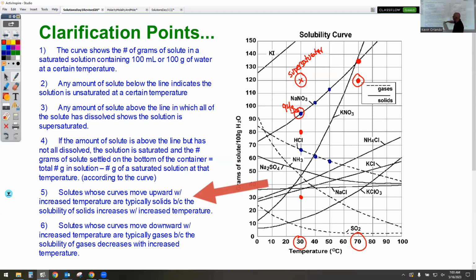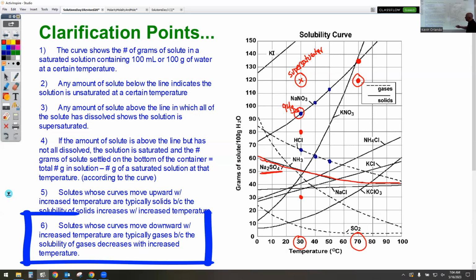Number 5, solids whose curves move upward with increased temperature are typically solids because the solubility of solids increases with increased temperature. Now, I would like to point out that there is one exception to that rule. That one exception is right over here with sodium sulfate. Notice the line for sodium sulfate is solid. It's a solid line representing a solid substance. And that solid substance actually decreases. So I'm just going to show you where that is here. That line for the solid substance actually decreases with an increase in temperature. It's very unusual for this to happen, but it is possible. So sodium sulfate actually becomes less soluble at a high temperature than it is at low temperatures.